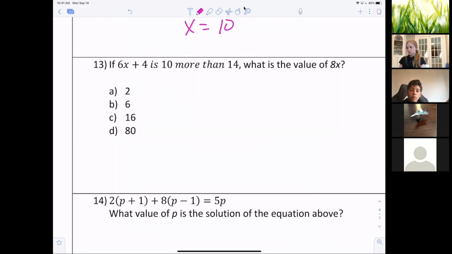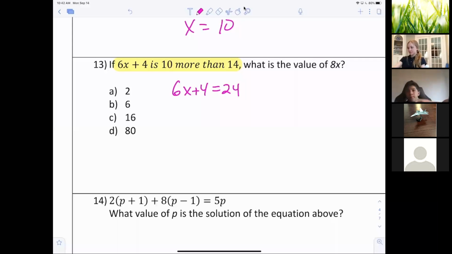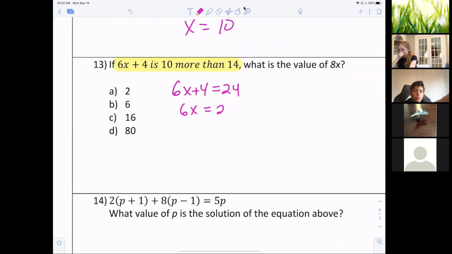What are you doing? Someone tell me this equation right here. 6x plus 4 equals 10 plus 14. Why don't we just say 10 more than 14 is what? 24. So we could write 6x plus 4 equals 24. Do I agree with that? Oscar, are you okay with that? Now we have to subtract 4, right? So 6x is equal to 20, right? So now x is equal to whatever 20 divided by 6 is.